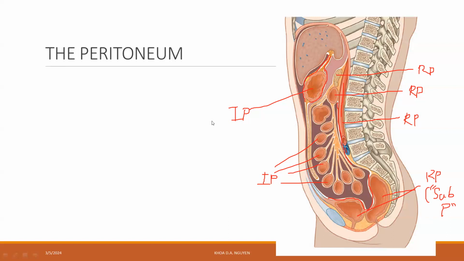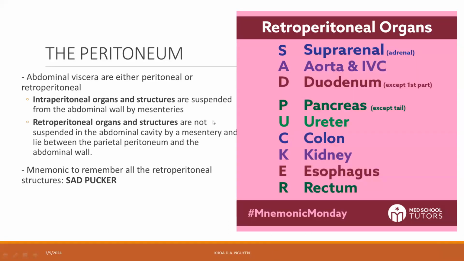All right, and the retroperitoneal organs have a mnemonic so that you can remember them all, and it is SAD PUCKER. S is suprarenal, or adrenal gland, and with that, you can always know that if suprarenal is retroperitoneal, the kidneys will have to be retroperitoneal as well, hence the K. Then you have the aorta, and if you know the aorta, you know that the thing that's running right to the right of it, the IVC, is also going to have to be retroperitoneal.